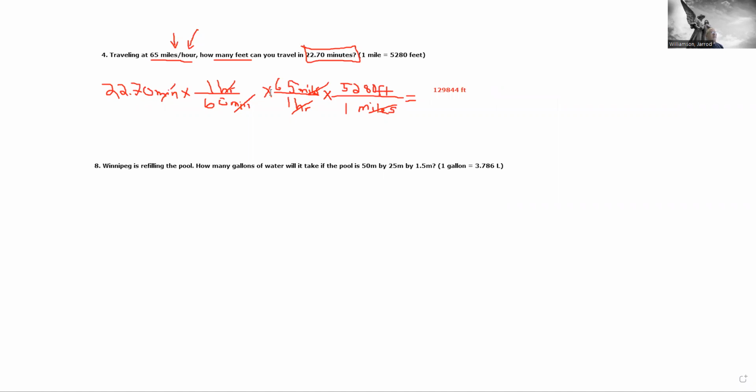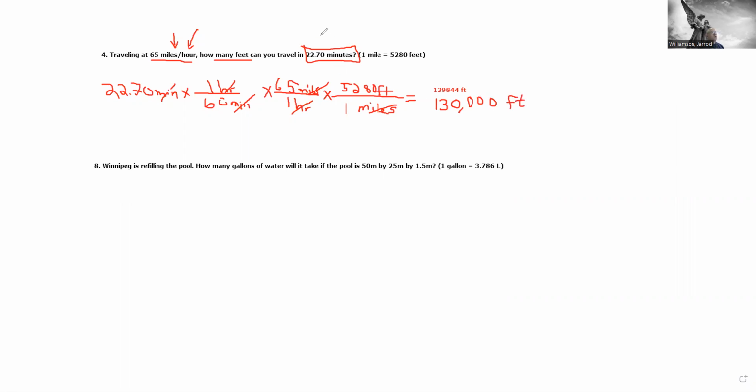When I do all this math here, 22.7 times 1 times 65 times 5280 divided by 60 divided by 1 and divided by 1, that gives me that many feet. And then if I round it, and we're not worried about sig figs right now, I would get 130,000 feet.